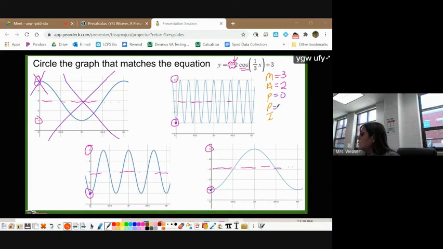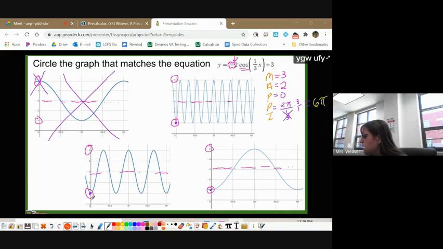Now, what about our period? Period is period of the parent function divided by b. My b value here is 1/3. When I divide by 1/3, that's the same as multiplying by 3 over 1. And that's going to give me a period of 6 pi. So it should take 6 pi units to finish a cycle.